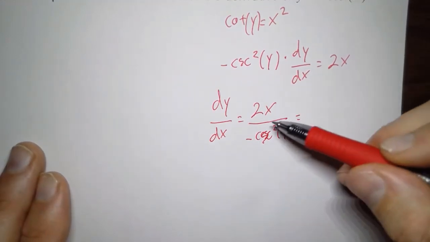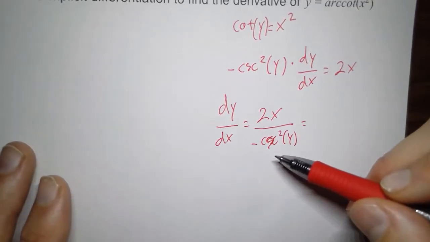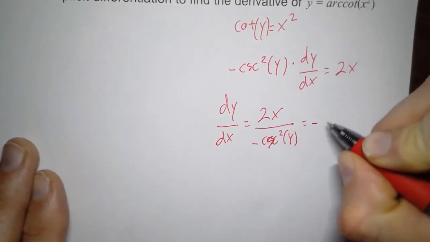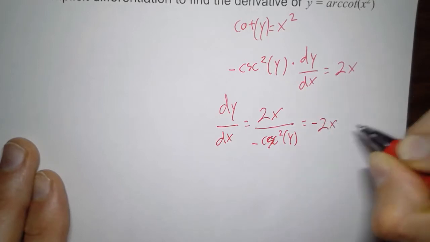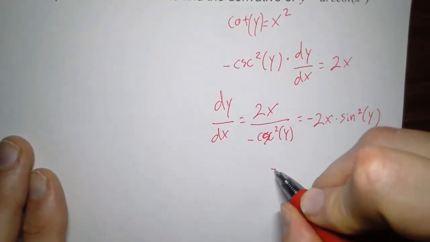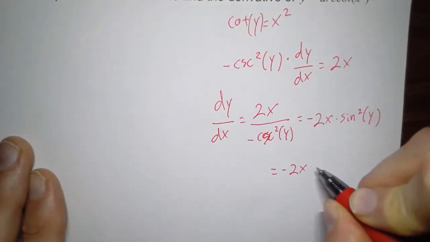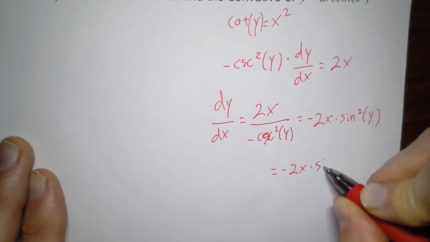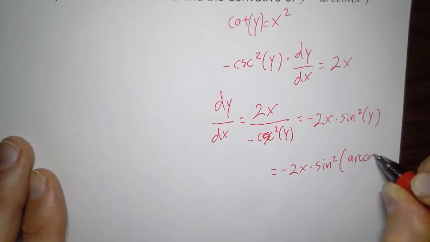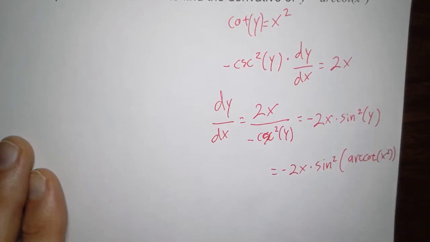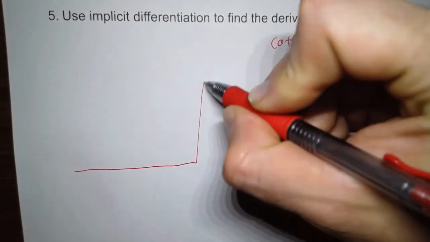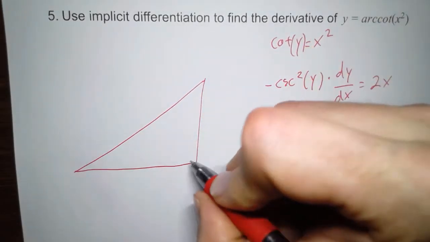And like the previous problem, we're dividing by cosecant squared, but cosecant is the reciprocal of sine. So to simplify this, instead of dividing by cosecant squared, we're going to multiply by sine squared. And so we replace y with the expression arc cotangent of x squared. So finally, that's going to be our angle, arc cotangent of x squared.